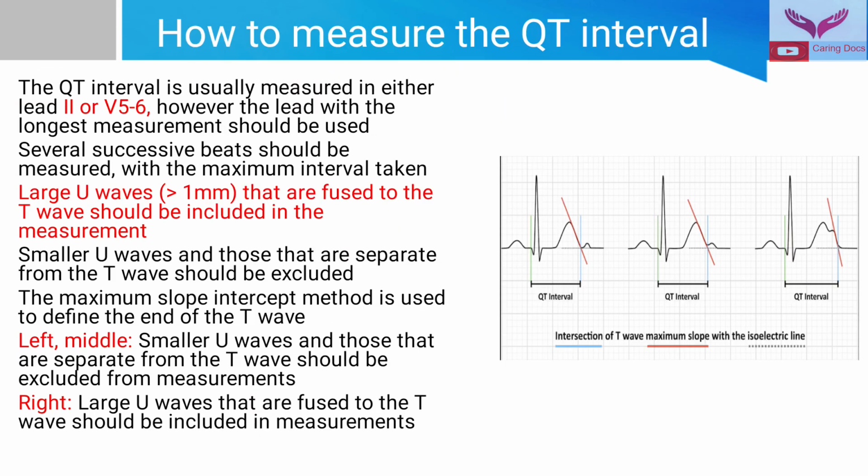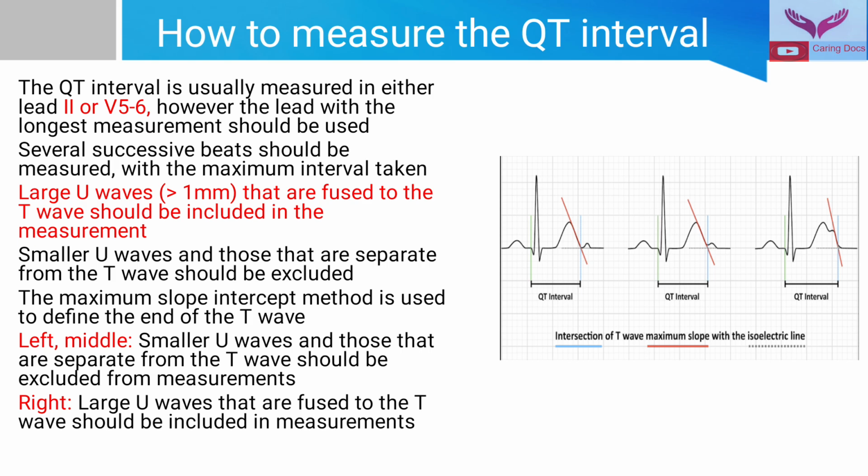How do we measure the QT interval? The QT interval is usually measured in either lead 2 or lead V5 or V6. However, the lead with the longest measurement should be used. Several successive beats should be measured, with the maximum interval taken.